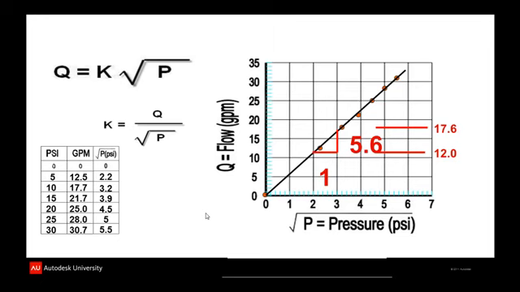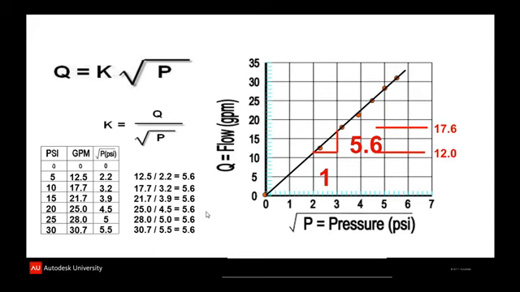And if we took each of the experiment results and refigured the K factor, 12.5 over 2.2 is 5.6, 17.7 over 3.2 is 5.6. For each one of the results that we got, it's 5.6.